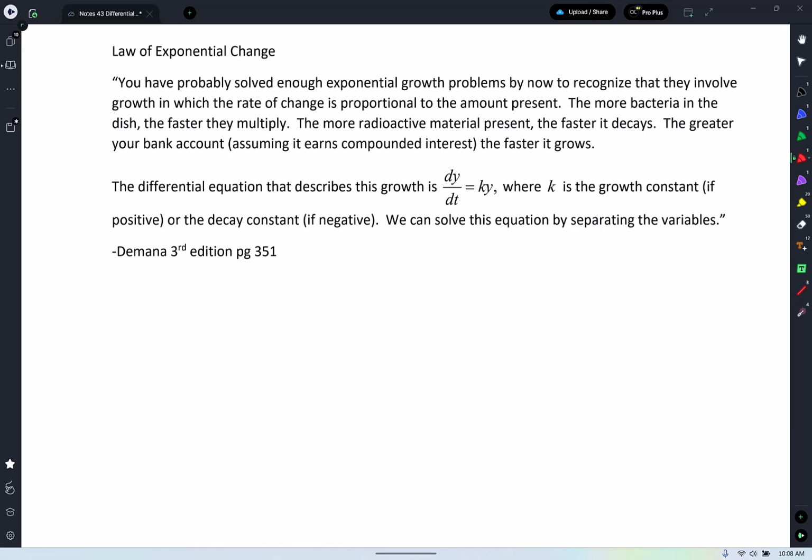You're about to find out. Have you guys done half-lives in environmental science and chemistry and physics? You're about to find out where that equation comes from. It all comes from this.